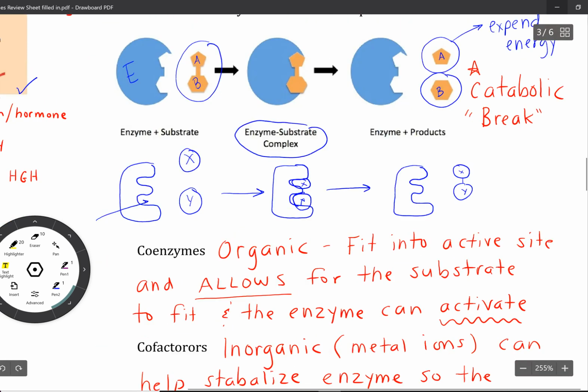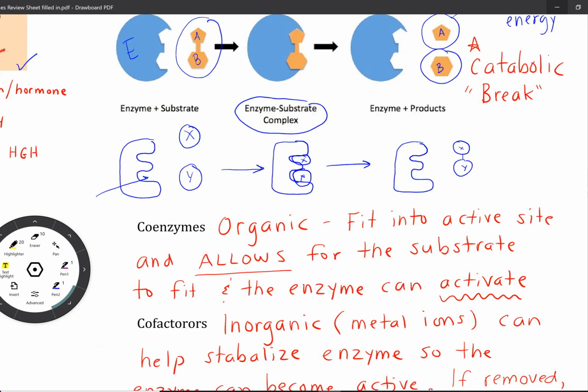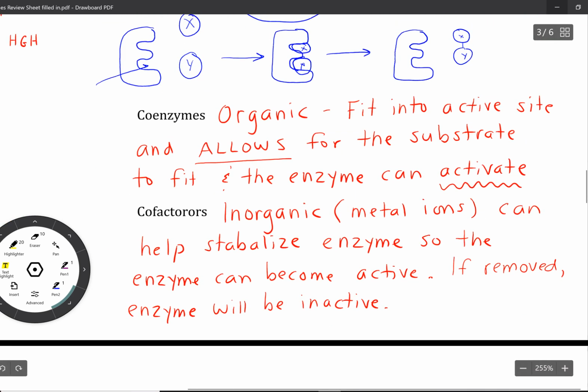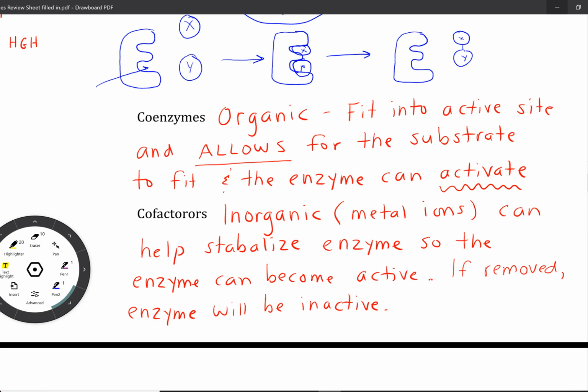Well, there are some other ways to have this active site come into play, and you will use something like a coenzyme or a cofactor. A coenzyme is pretty neat. It's an organic molecule, and what it's going to do is fit into the active site, and you say, well, if something's in the active site, how is that good?